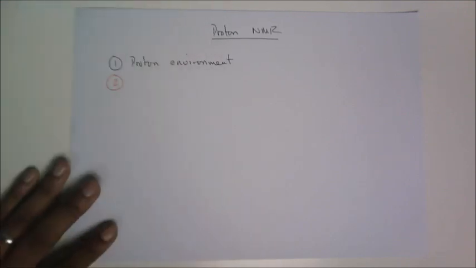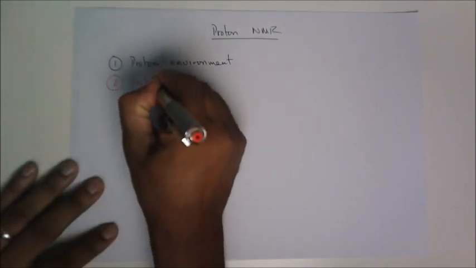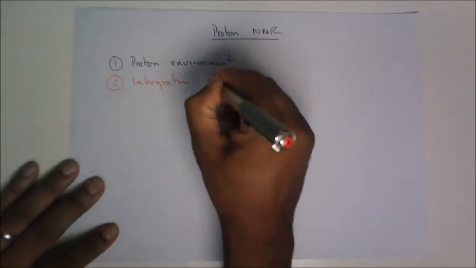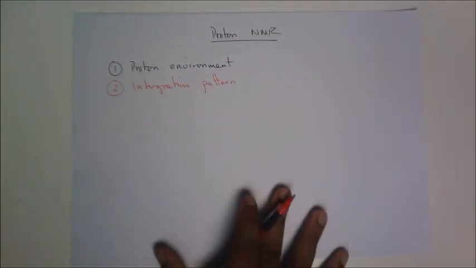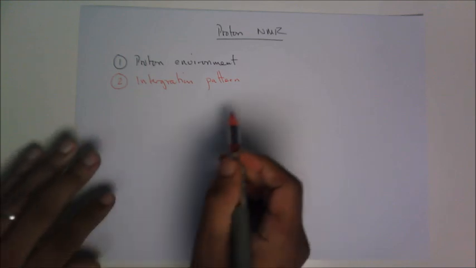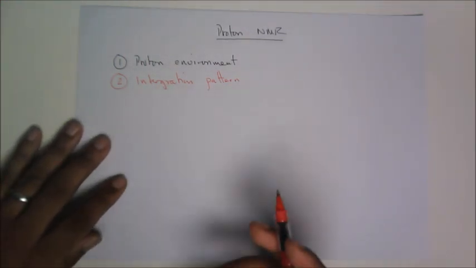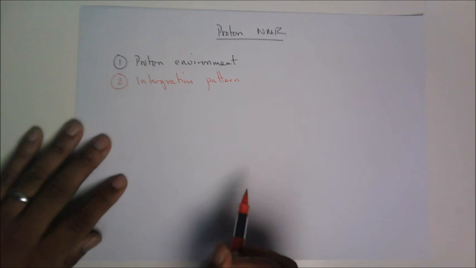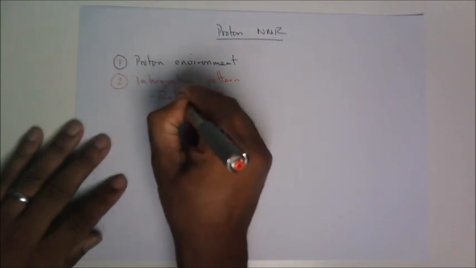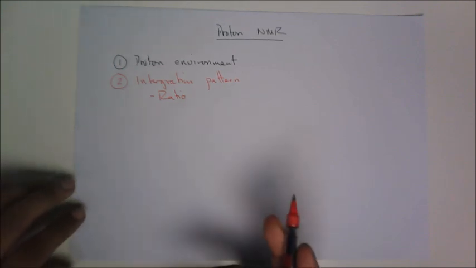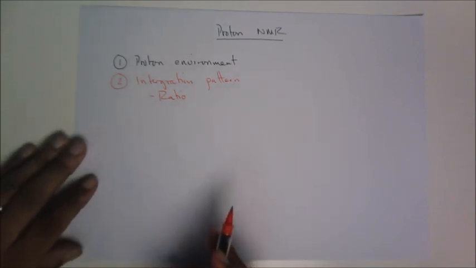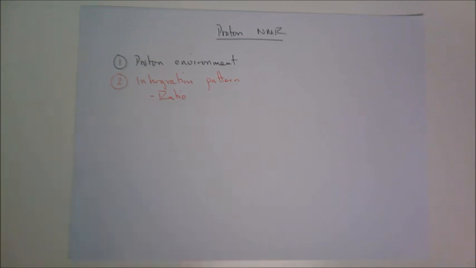The second bit of information that you need to be thinking about is the integration pattern. That tells you how many protons are in that particular environment. As in math integration, we mean the area under the graph, area under the curve, and that usually comes in a ratio. So what you need to do is use that ratio to work out the smallest whole number ratio, and then you can use that to find out how many protons are in that particular environment.